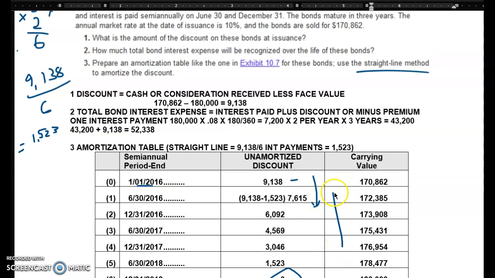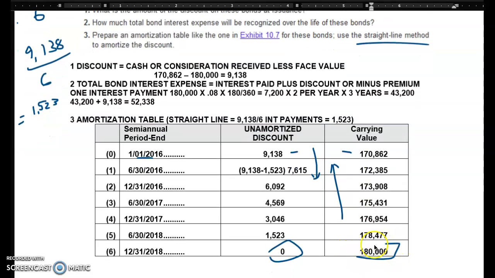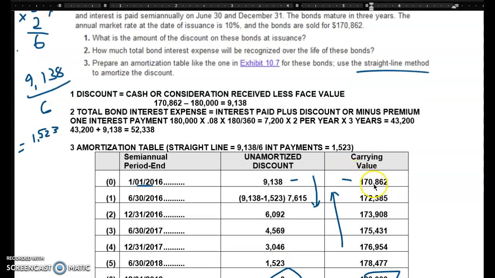This number is going to get bigger over time, because we're going to start out with what we paid, or the carrying value, and we're going to end up with the face amount. So this column is decreasing, this column is increasing. So you'll take the 178.62 and add 1523 to get 172.385. Pause the video right now, pull out your calculator and make sure you got that right. So take 170.862 plus 1523 and I'll give you 172.385 on your calculator.